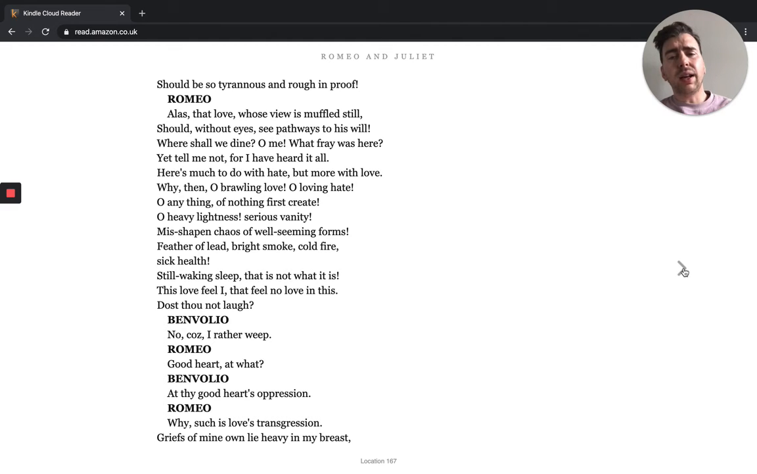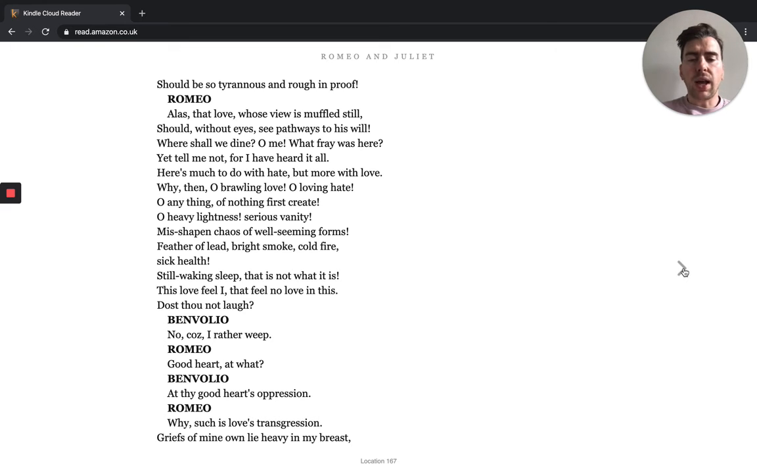O heavy lightness, serious vanity, misshapen chaos of well-seeming forms, feather of lead, bright smoke, cold fire, sick health, still-waking sleep that is not what it is. This love feel I, that feel no love in this. Dost thou not laugh? No, coz, I rather weep. Good heart, at what? At thy good heart's oppression. Why, such is love's transgression.